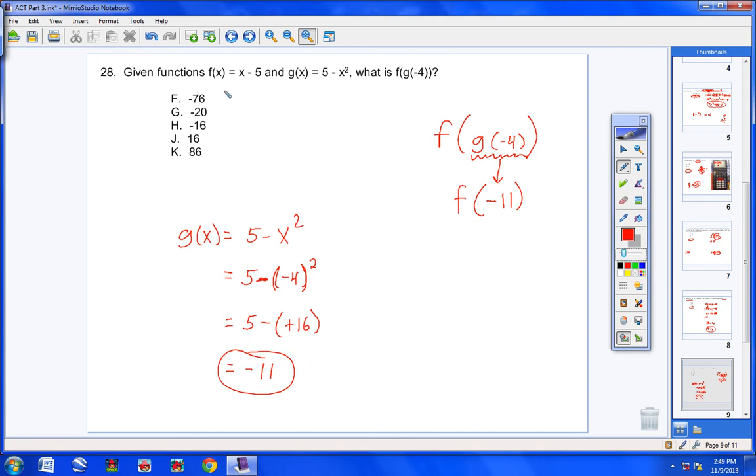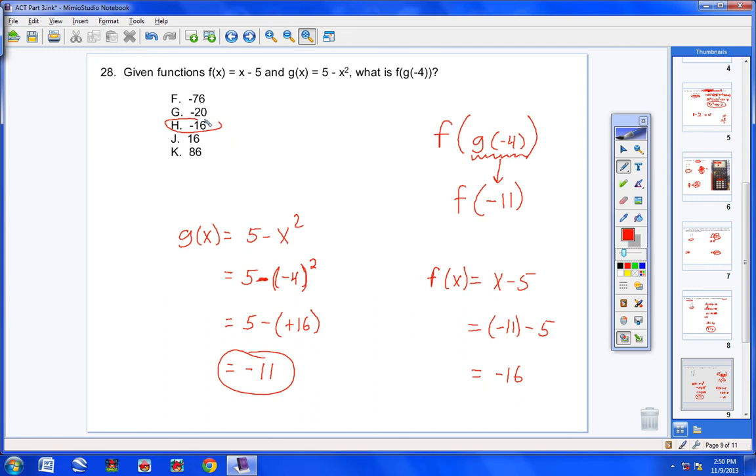That means I'm going to evaluate f at negative 11. So here's my f function. F of x equals x minus 5. So f of x equals, here's x, I'm going to put negative 11 because I'm evaluating f at negative 11. So negative 11 minus 5. Again, if you struggle with your signed numbers, don't be embarrassed. Just use your calculator. Negative 11 minus 5 is negative 16. So there we go. We did it.